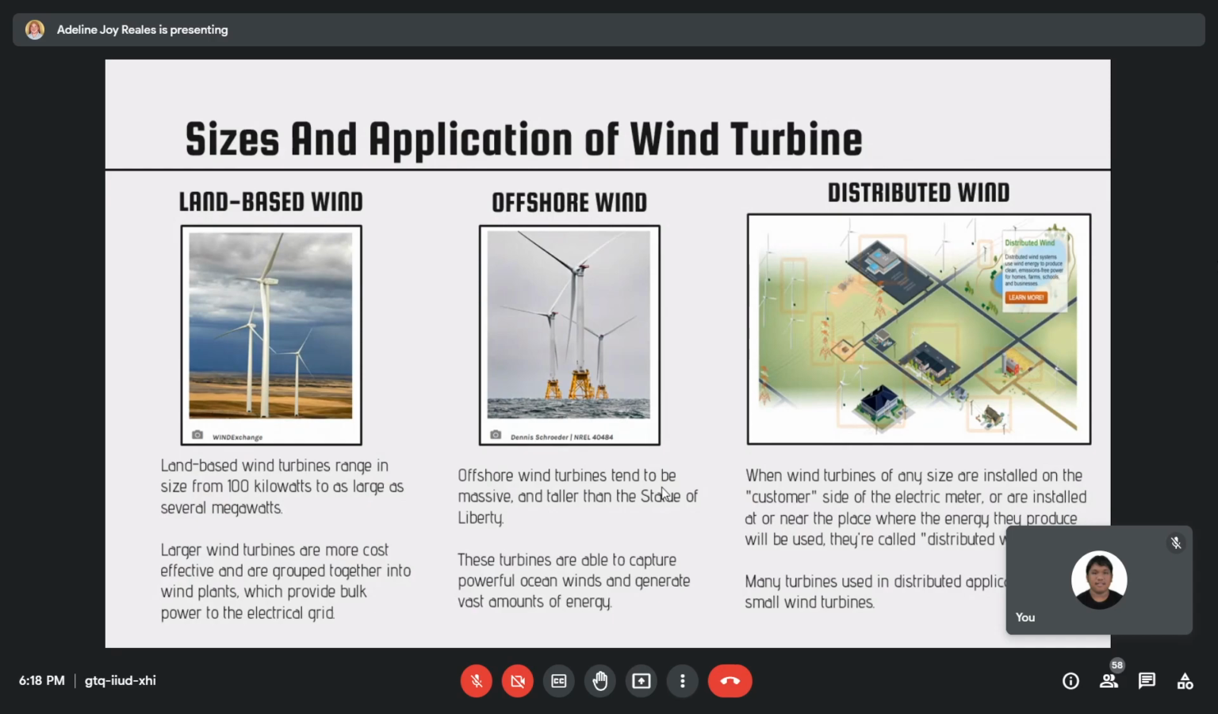Then distributed wind. When wind turbines of any size are installed on the customer side of the electric meter or are installed at or near the place where the energy they produce will be used, they are called distributed wind. Many turbines used in distributed applications are small wind turbines. Single small wind turbines that are below 100 kilowatts are typically used for residential, agricultural, and small commercial and industrial applications.